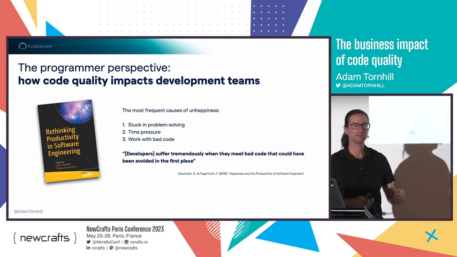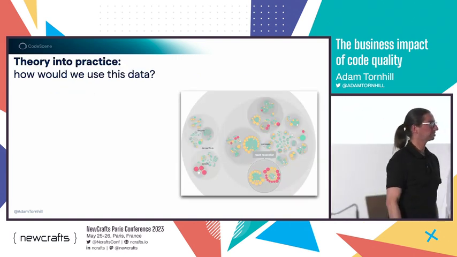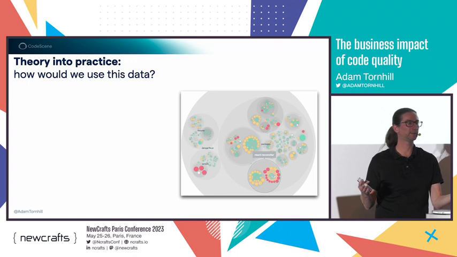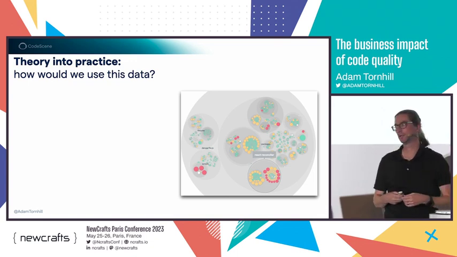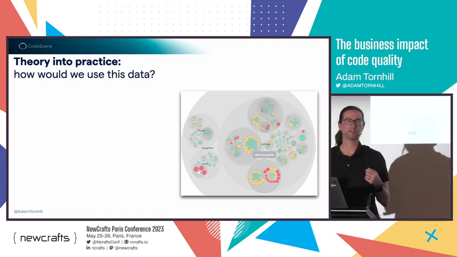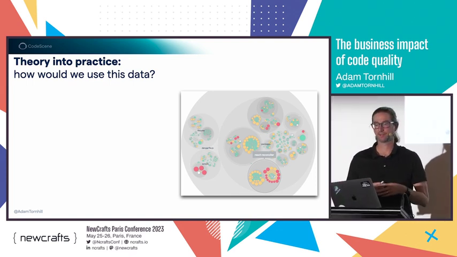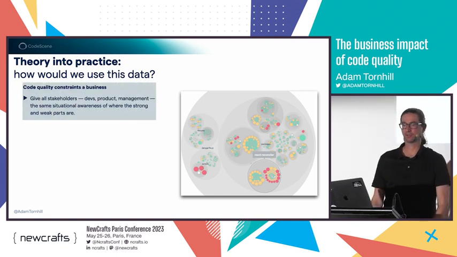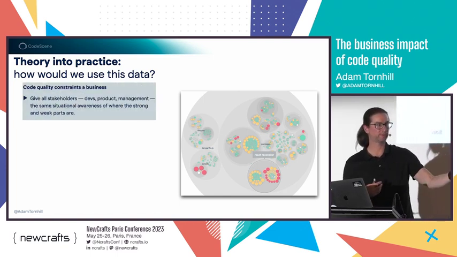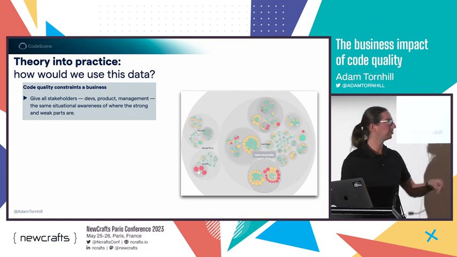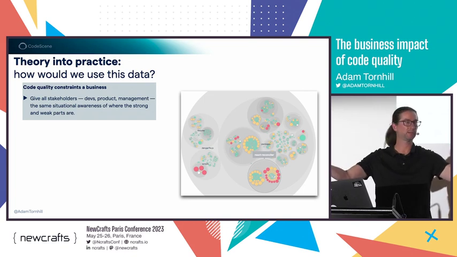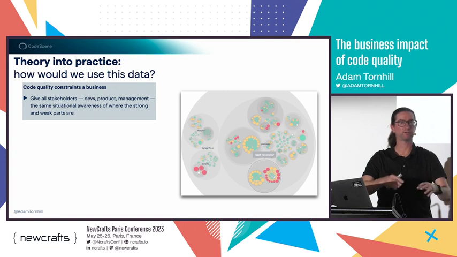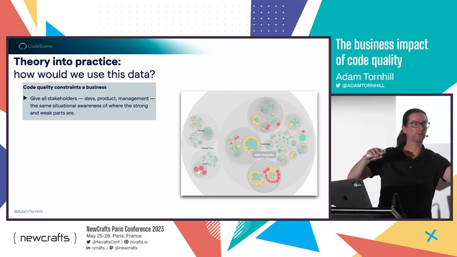So with that covered, how can we use this data if we have it? How can we use this knowledge of how code health and code quality correlate to a business impact? I would like to share a couple of use cases that I've seen work well in practice. The first one is, I think, really important because, as we have seen, code quality constrains our business. So one thing we can do by using visualizations like this is make sure that everyone, not only engineering and developers, everyone, including product and management, has the same shared situational awareness of what the system looks like, where the strong parts are and where the weak parts are.